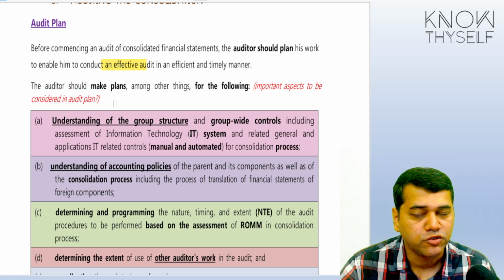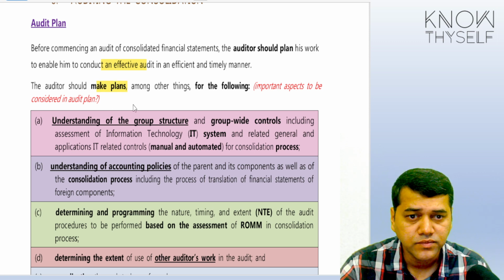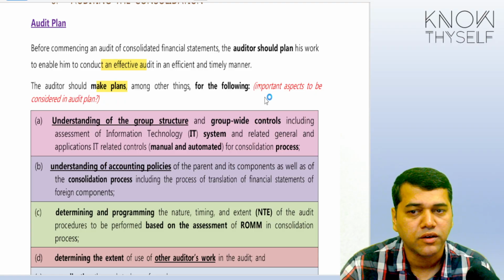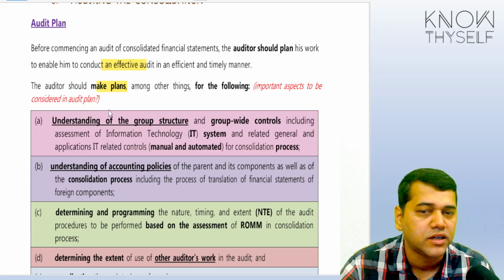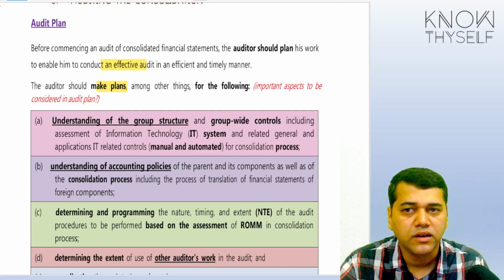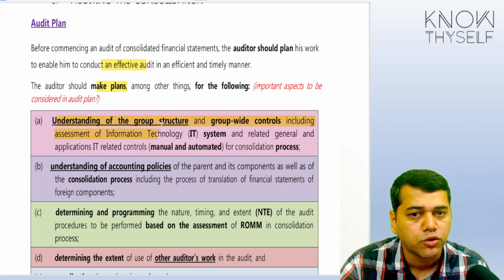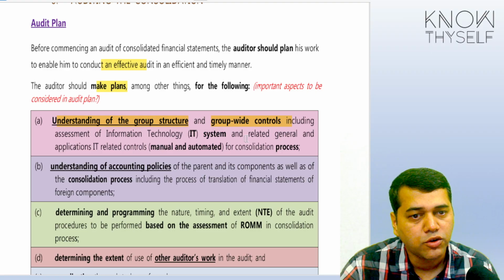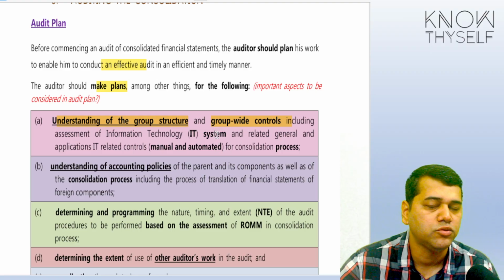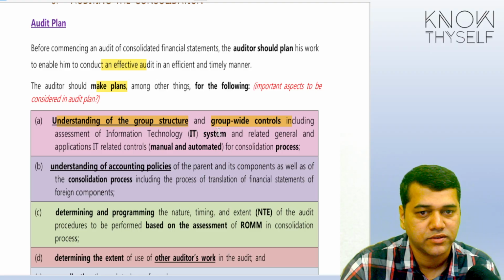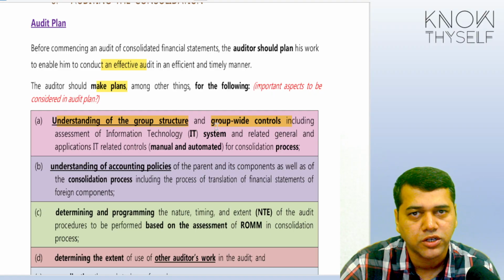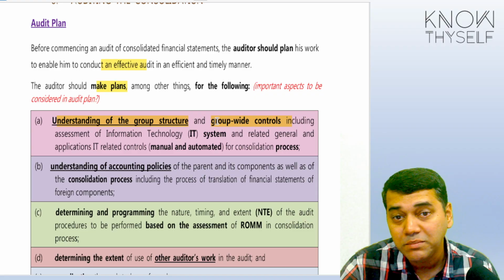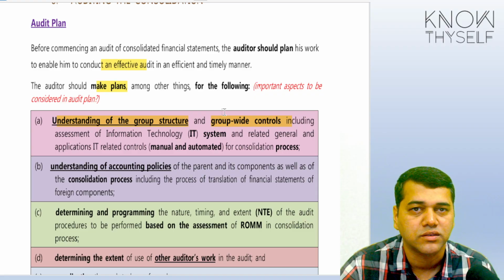Now, what are the plans you need to make for? You can mark these as important aspects to be considered in the auditor's plan. One, very importantly, understanding of the group structure, like what type of controls they have for doing the consolidation. You need not go into the business controls. Please understand, you are the consolidation auditor. Your scope is not the business here. Your scope is only consolidation.